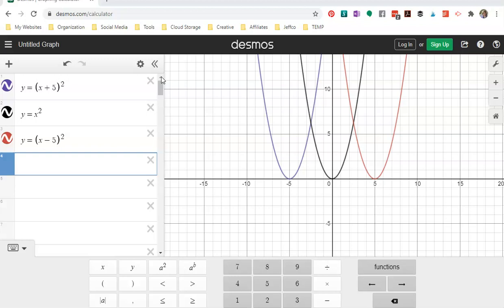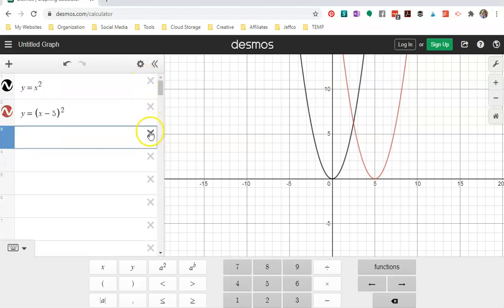f of x plus d shifts it to the left. Again, this is a positive d. When you add something, it shifts it to the left. And the second line, y equals f of x minus d. Again, that whole quantity is in parentheses, so that means whatever you're doing to x, you do to x minus d. It shifts it to the right, which is what we saw for the red one. Okay, we good? Okay, let's move on.